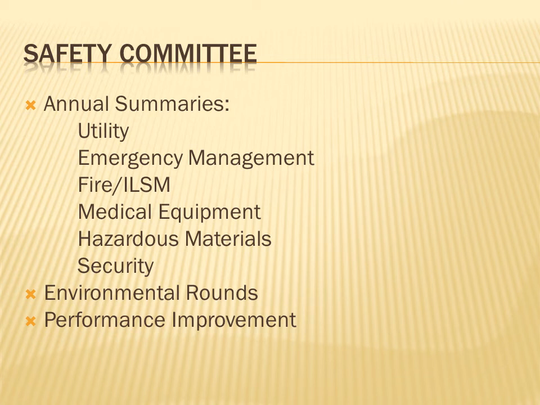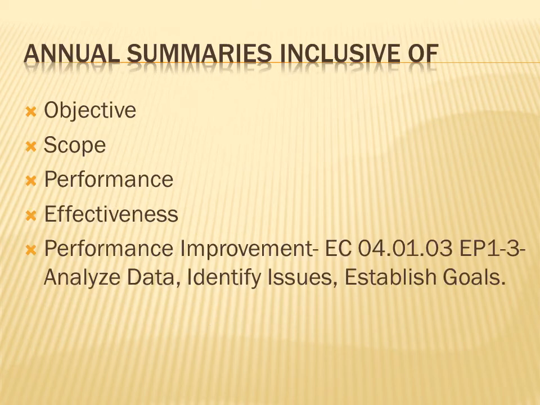The Safety Committee is required to document environmental rounds and performance improvement. So when it comes to an annual summary, the Safety Committee or Safety Officer is going to have to take all of these and compile them into one report. And how standardized and consistent all these sub-reports are determines how easy or complicated it's going to be to do your annual summary for the Safety Committee. We're going to go over that now.